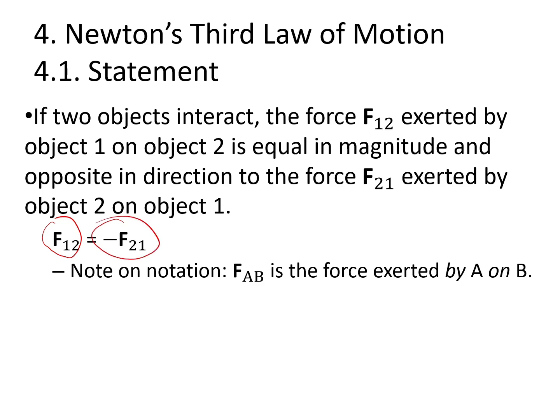So here the subscript notation goes like this. F12 means force of 1 on 2. So the force is coming from object 1 and acting on object 2. So force of object 1 on 2 is equal to negative of force of object 2 on object 1.